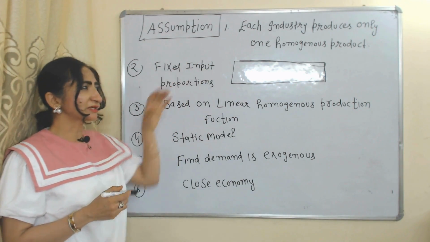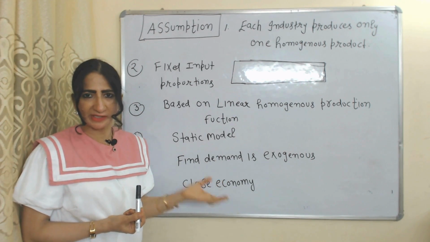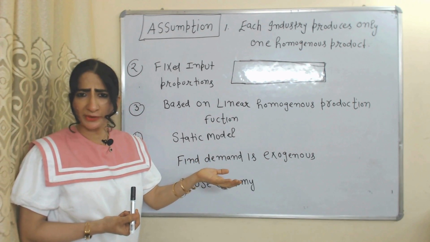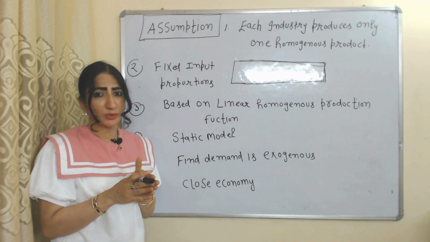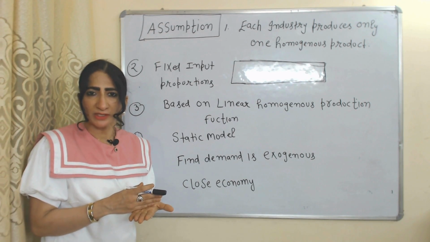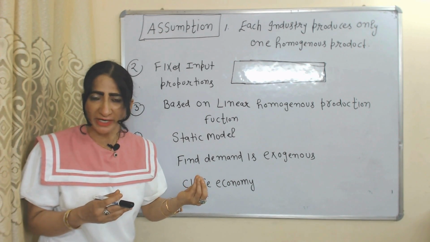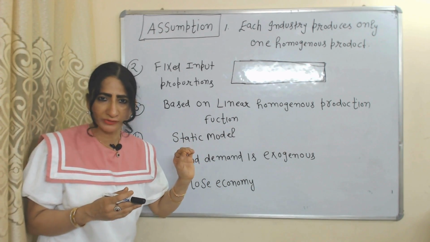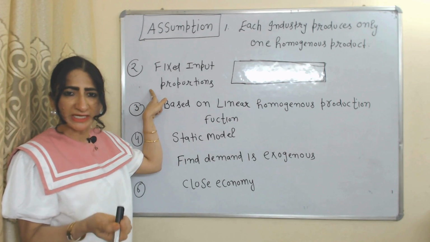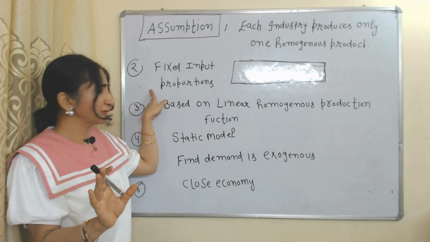Now we'll see the assumptions. Each industry produces only one homogeneous product. That means each industry produces a single standardized product. For example, as we know, there are so many types of wheat. But in this model, we assume the agriculture sector will produce only one type of wheat and all other types are constant.